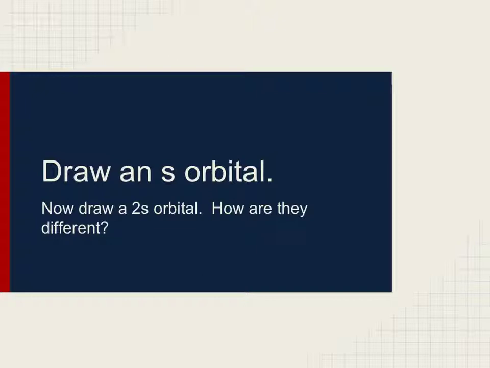I'd like you to take some time in your notes now to draw an S orbital and label it S orbital. And then after you've drawn an S orbital, we can label that a 1s orbital. That is to say, it's an S orbital that takes place in the first energy level. Then I'd like you to think and predict what a 2s orbital looks like, and how a 2s orbital would be different than a 1s orbital. Pause the video and take some time to do that.